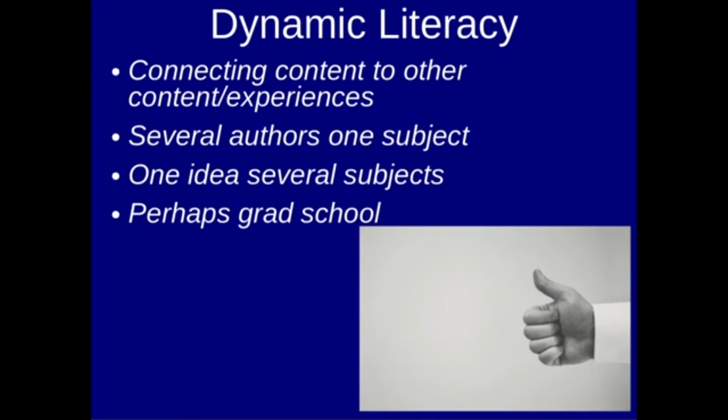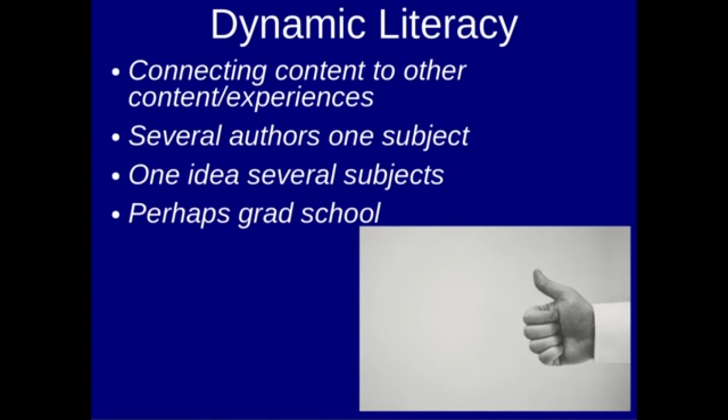Now, the final level is what we call dynamic literacy. And this is where they're connecting the content to other content they've read or experienced. So, for example, students might read several different authors on one subject. So they might read about justice, and different authors share their perspectives and their views on justice. And the students compare and contrast and evaluate, and they connect. And they find out what this author says, how it's in common with that author, etc. This is much deeper than just reading one book on justice and just trying to wrestle with what that one author said about the subject.